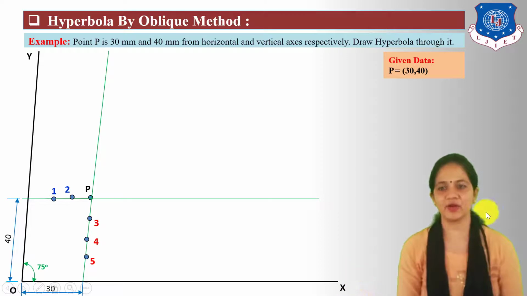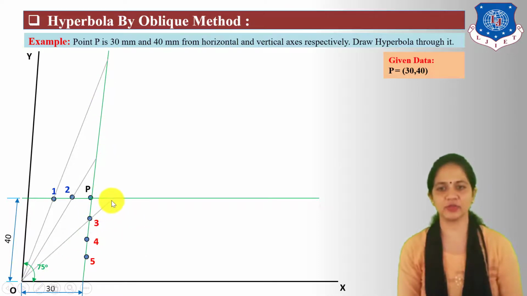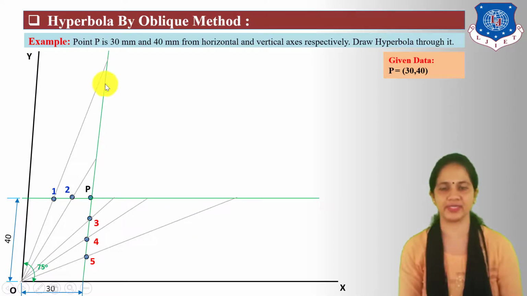Next, connect O1 point and extend up to this parallel to y-axis line. Similarly, connect O2 point and extend up to this parallel to y-axis line. Connect O3 point and extend up to parallel to x-axis line. Similarly, connect O4 and O5 points. Mark here 1 dash, 2 dash, 3 dash, 4 dash and 5 dash point.